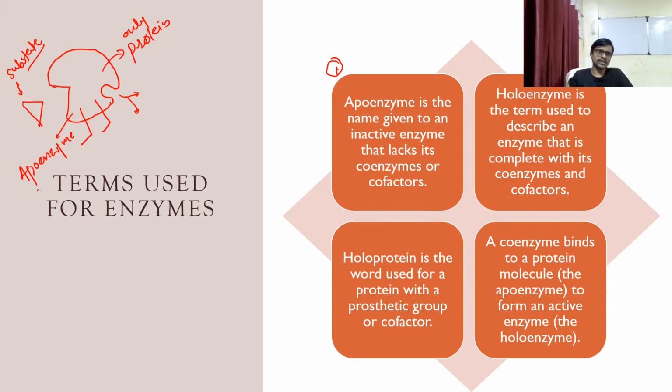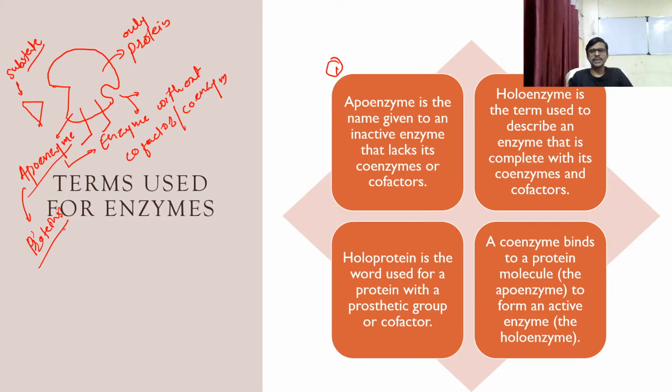So let's make a definition for apoenzyme. Apoenzyme is an enzyme without cofactor or coenzyme. So what are they? Apoenzymes are plain proteins. These are nothing but plain proteins.